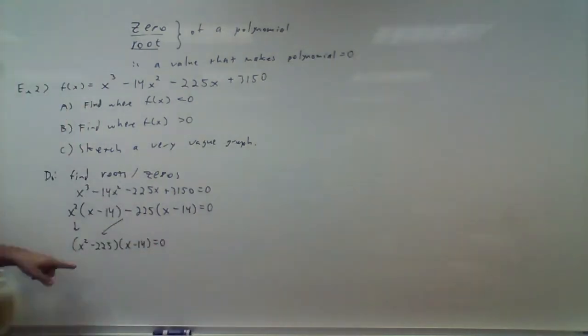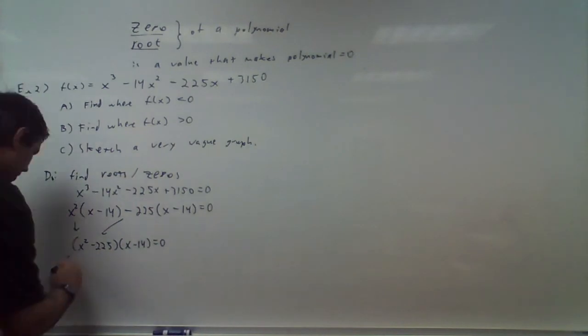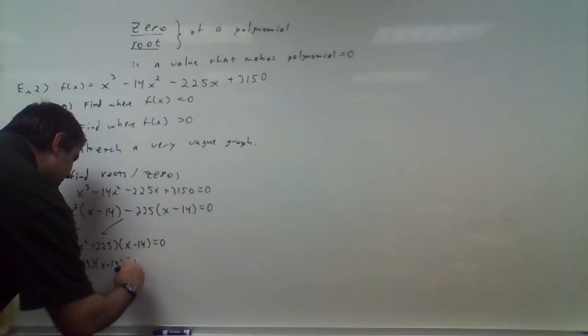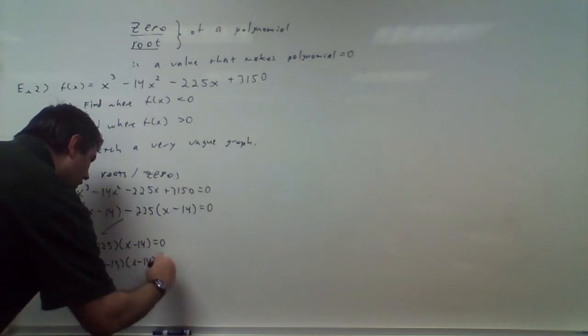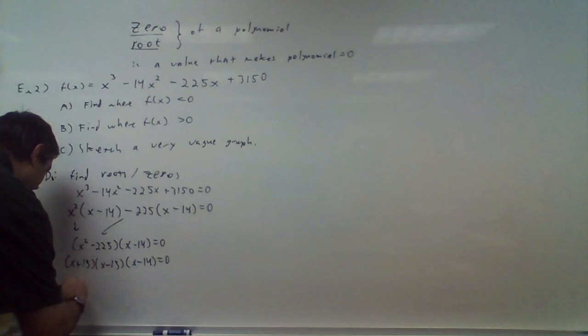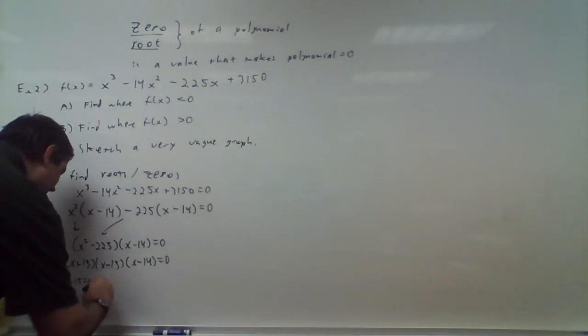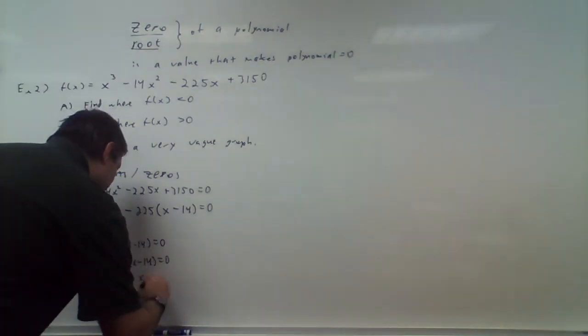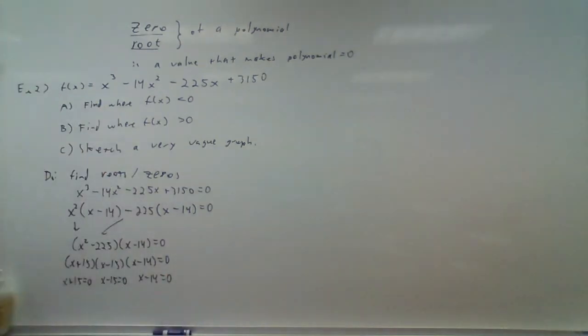Okay, that's the difference of squares. The square root of 225 is 15. So (x + 15)(x - 15)(x - 14) all equal 0. So x + 15 = 0, x - 15 = 0, and x - 14 = 0.